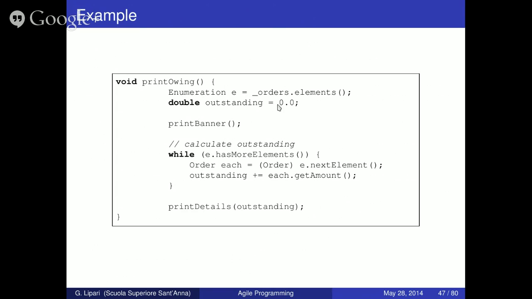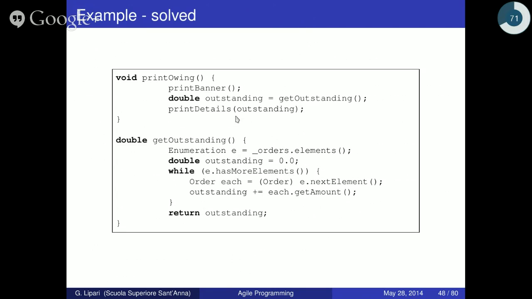And then you have a variable outstanding that is equal to 0. Then you print the banner, and then you calculate the outstanding. And so you go across the iteration. So until there is some element in the order, I take the next element and I sum the amount to outstanding. So this just sums into outstanding everything in order. And then you print the details.